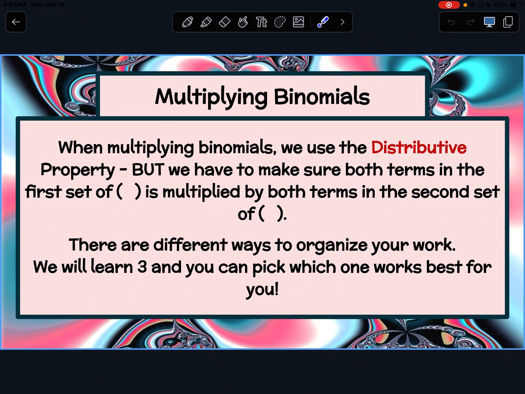Multiplying binomials. When multiplying binomials, we use the distributive property, but we have to make sure both terms in the first set of parentheses are multiplied by both terms in the second set of parentheses. There are different ways to organize your work when you do this, and I'm going to teach you 3 different ways so you can pick which one works best for you, because every time I show 3 different ways, there's always somebody who likes each kind of way. All right.